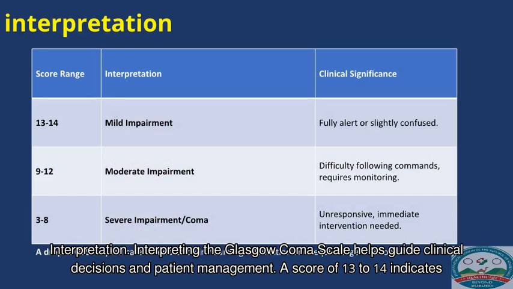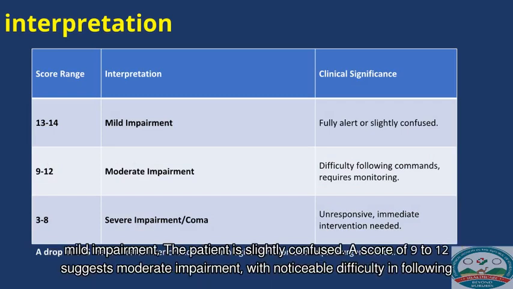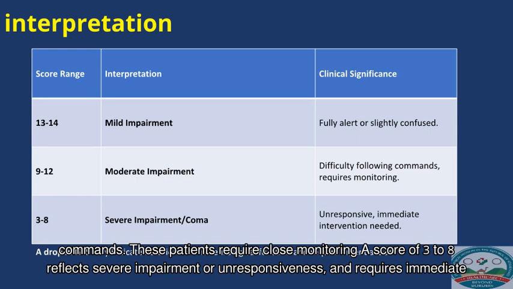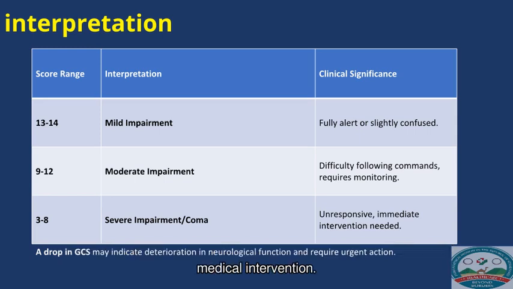Interpretation. Interpreting the Glasgow Coma Scale helps guide clinical decisions and patient management. A score of 13 to 14 indicates mild impairment, the patient is slightly confused. A score of 9 to 12 suggests moderate impairment, with noticeable difficulty in following commands. These patients require close monitoring. A score of 3 to 8 reflects severe impairment or unresponsiveness, and requires immediate medical intervention.